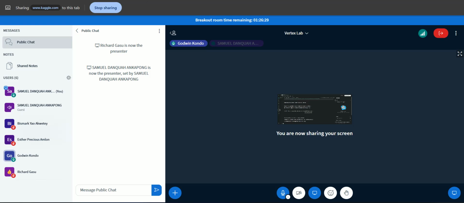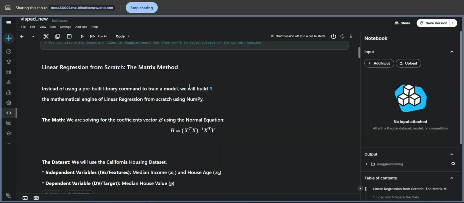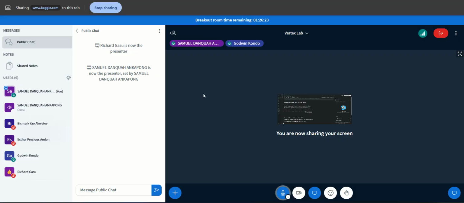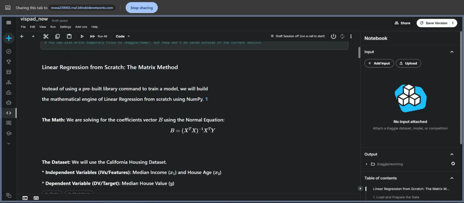Okay. So for today's lab, we are literally going to walk through linear regression, right? But instead of using the linear regression model coming from the Python library that we have been using, we are going to go through the normal algebraic method.